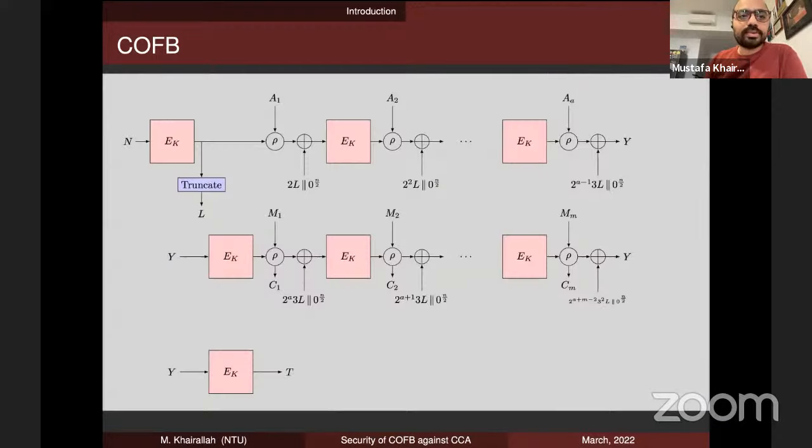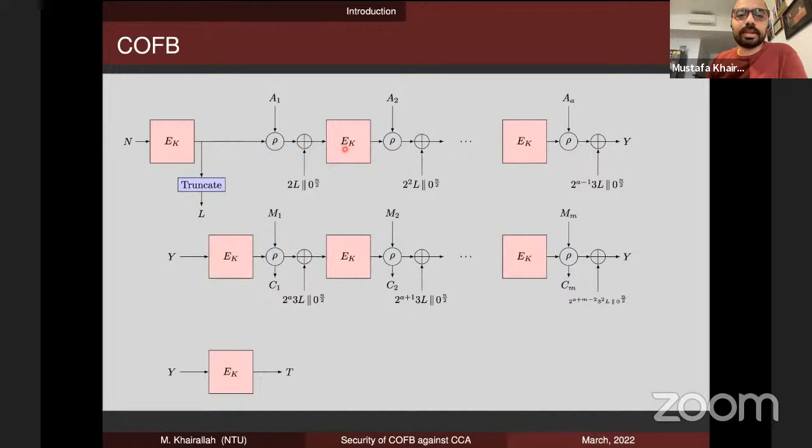How COFB works is as in this diagram. First, it absorbs the nonce and encrypts the nonce with a block cipher call to generate a half-block mask and also the initial state of the encryption. After that, it absorbs the associated data and the message through a combined feedback function and masks every time before applying the block cipher. In the case of this talk, we don't really care about the block cipher. Even if the block cipher is replaced with a PRF, the analysis will still work.